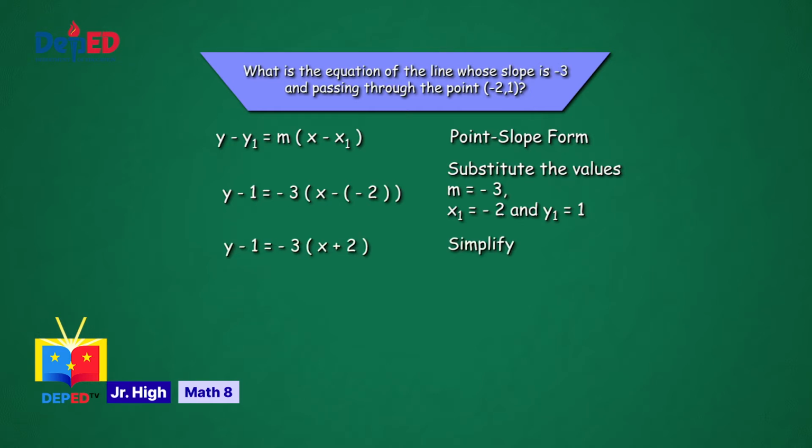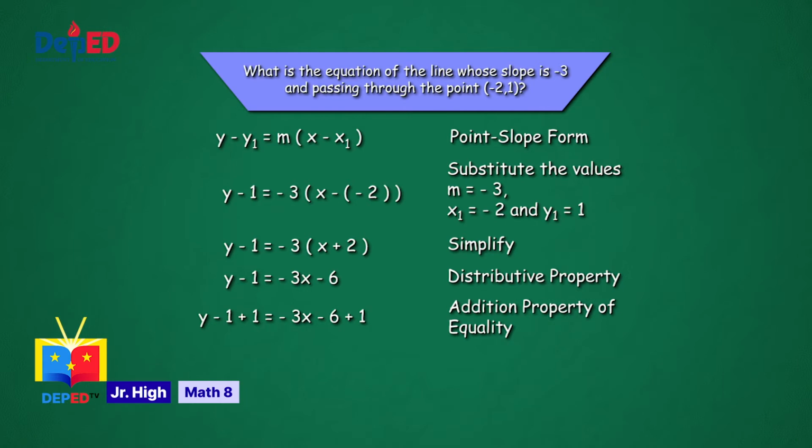Next, we simplify the expression inside the parentheses. So it will become x plus 2, since negative times negative is positive. Then by the distributive property, we multiply negative 3 to each term in the group. Negative 3 times x is negative 3x, and negative 3 times positive 2 is negative 6. Thus, the equation will be y minus 1 is equal to negative 3x minus 6.